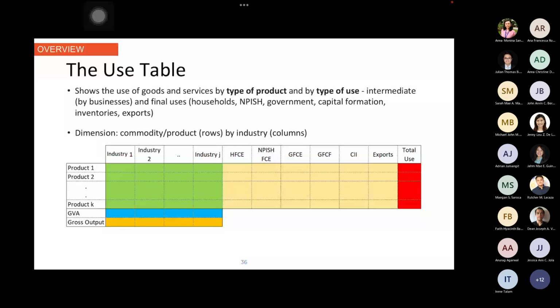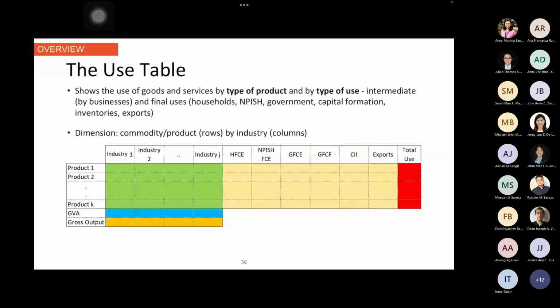Similar in structure to the supply table as discussed by Bonina, the use table is also a product by industry table. It lists the products in rows, while industries, households, nonprofit institutions, government, inventories, and exports are listed in the columns. With this, we are able to identify who purchases a specific type of good or service. Here we have in green the intermediate consumption by product and by industry. And in yellow, we have the final uses by product and category. And it also shows the value added component here colored in blue.